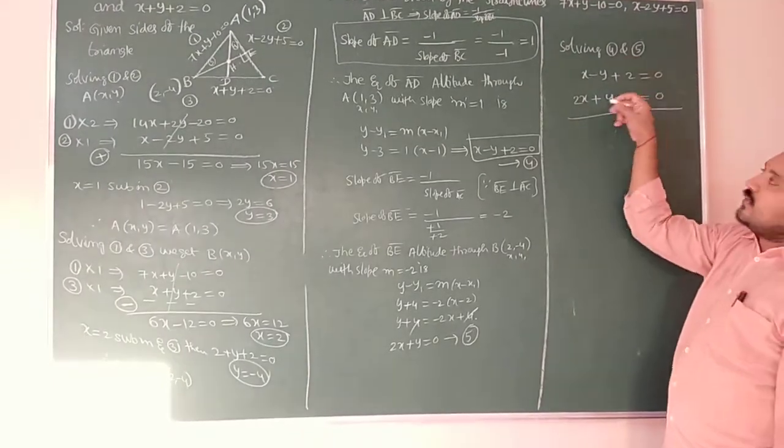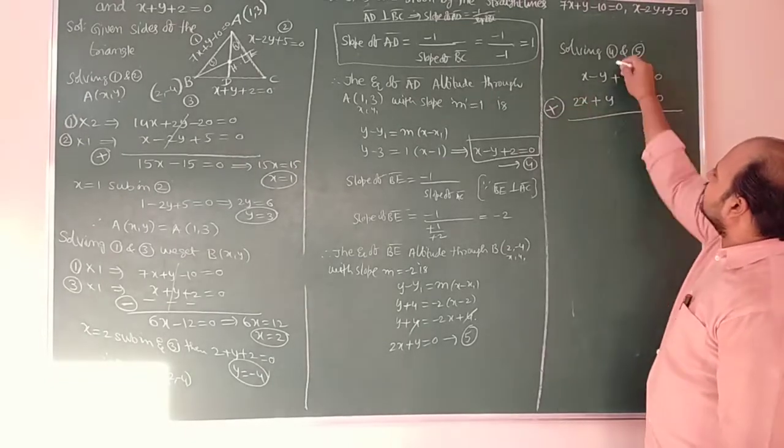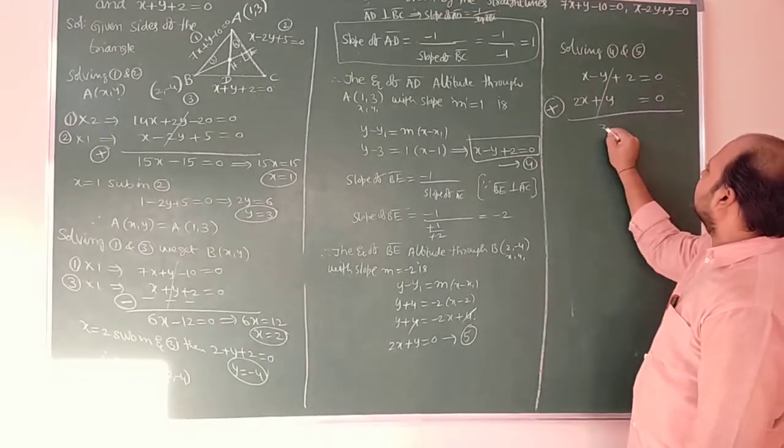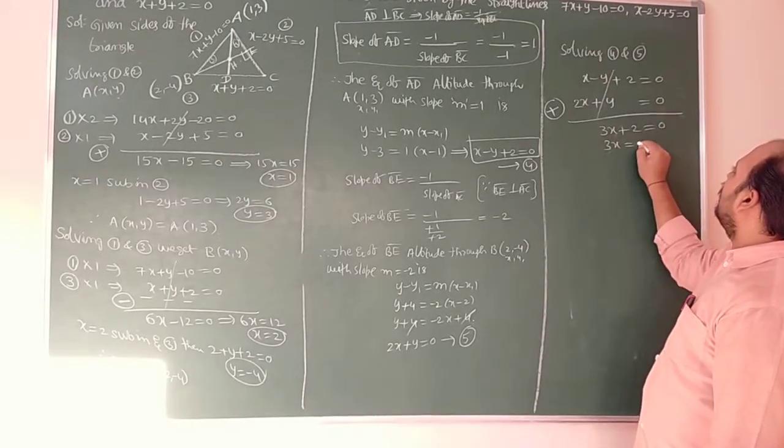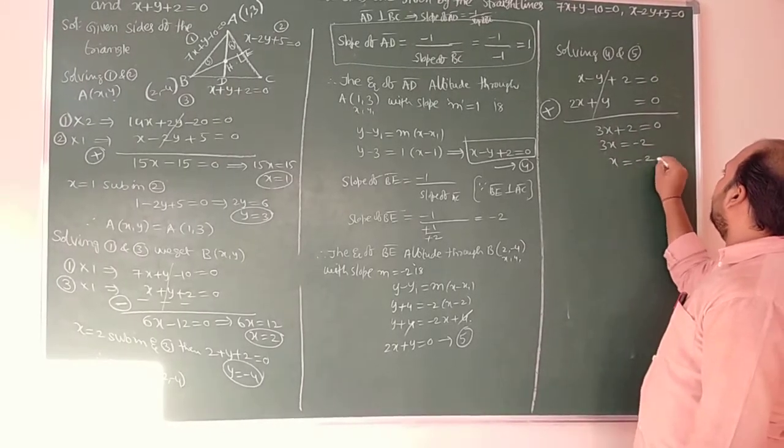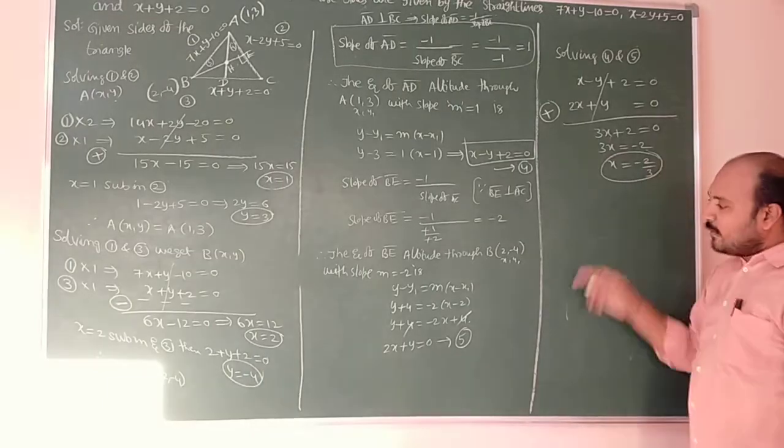Here minus y plus y is there, means we are adding both the equations. These two will be cancelled. X plus 2x is 3x, plus 2 equal to 0. 3x is equal to minus 2. X is equal to minus 2 by 3.